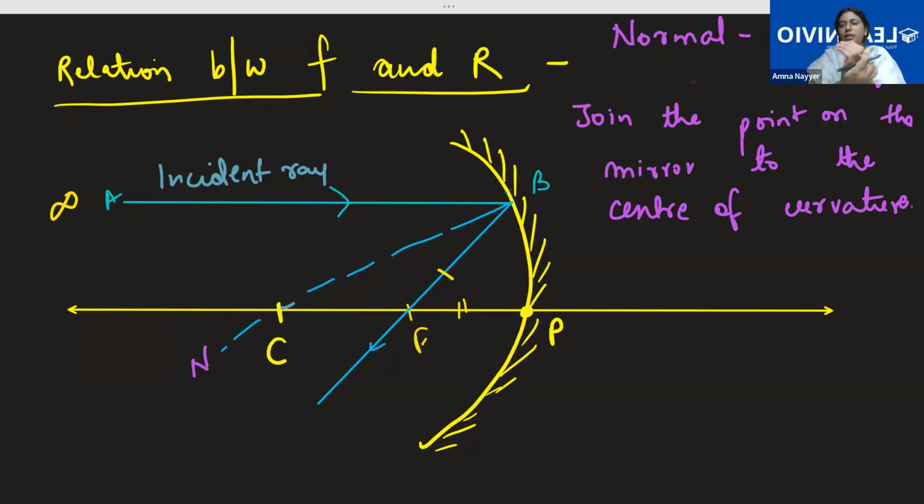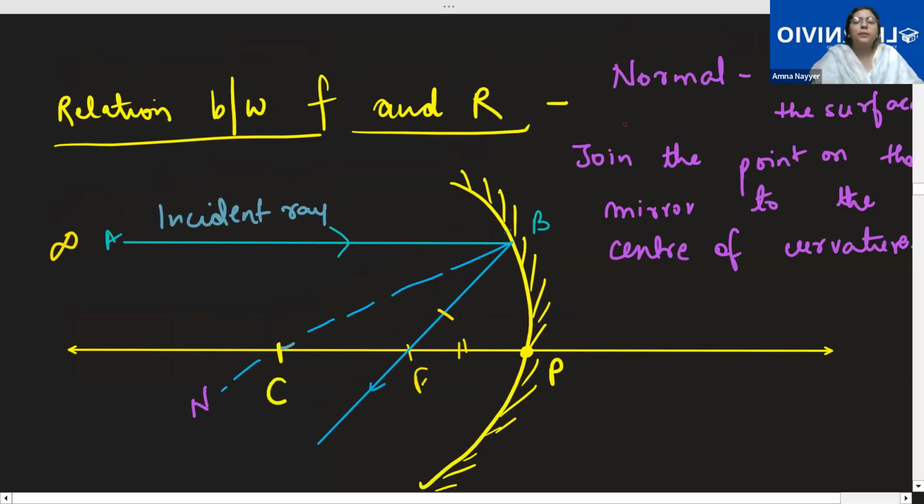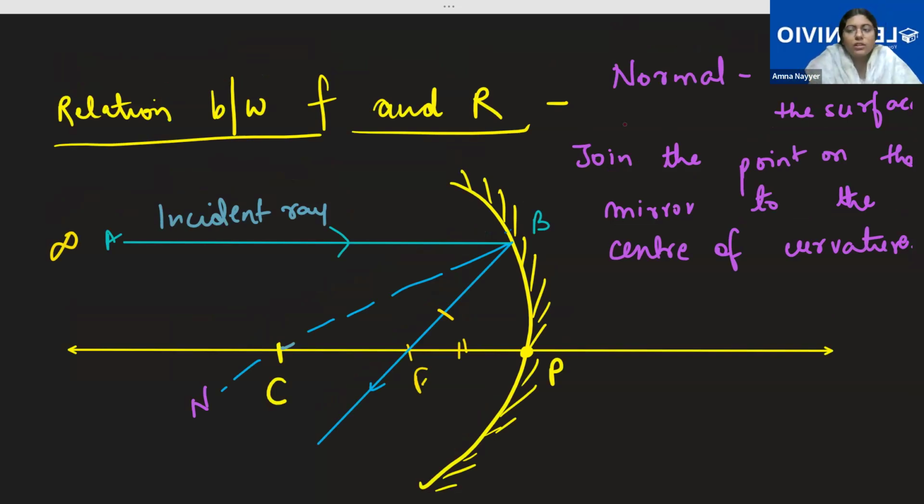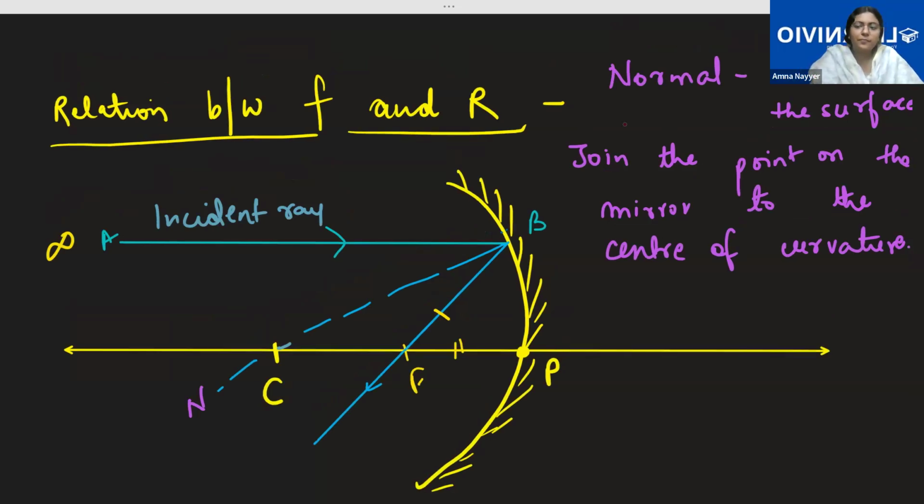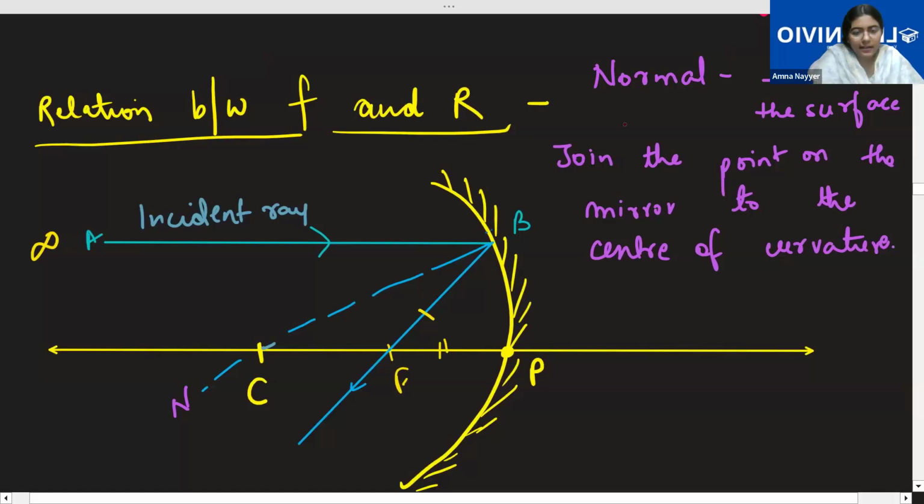Let's say I want to find out for this point. This is a curved mirror and I want to find out for this point. Wherever its center of curvature is lying, just join a line. That will naturally become its normal. This is how we take out the normal for the mirror. That's what has been written here. Normal means perpendicular to the surface. So join the point on the mirror to the center of curvature. This is how you will get it.